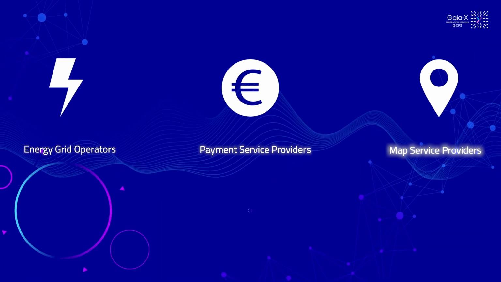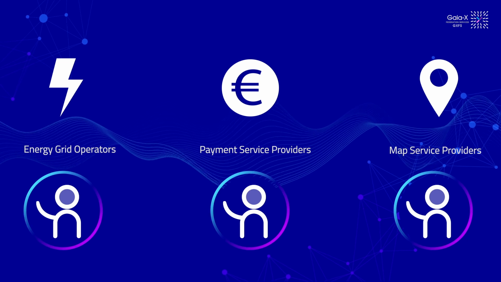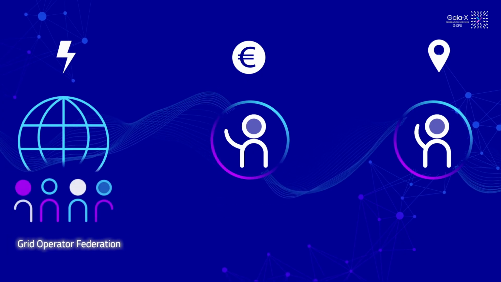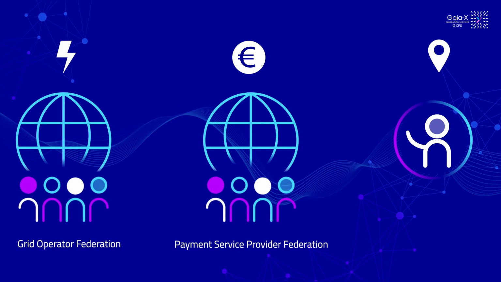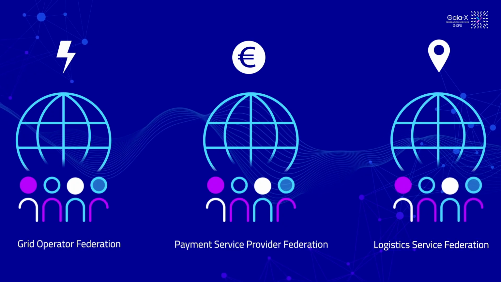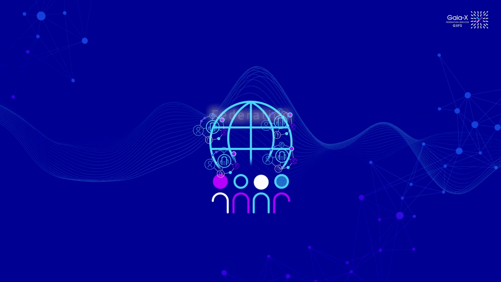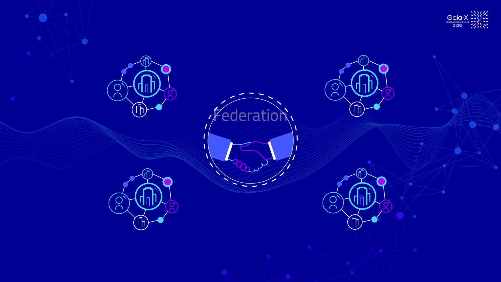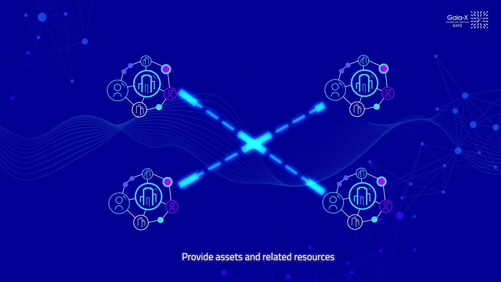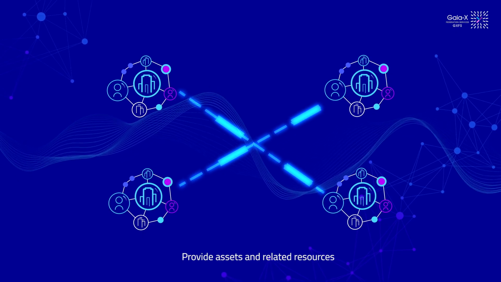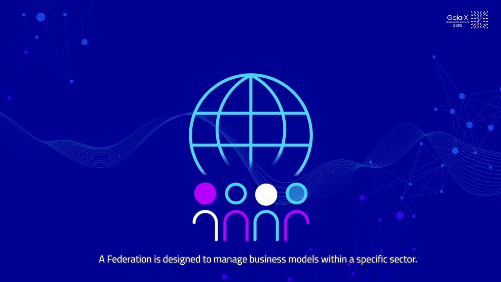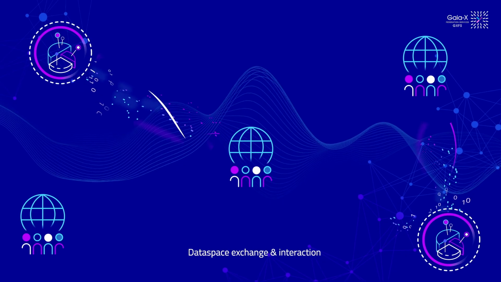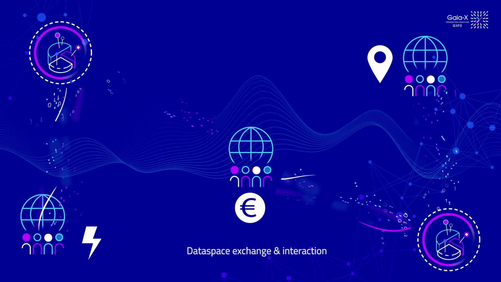These companies would, in each scenario, be data consumers. They might be harmonized in different so-called federations, such as the Electrical Grid Operator Federation, the Payment Service Provider Federation, and the Logistics Service Federation. A federation is a group of organizations interacting with each other based on common rules. They directly or indirectly consume, produce, or provide assets and related resources. A federation is designed to manage business models within a specific sector. Different federations can therefore tap into different dataspaces to use the data as enablers for their specific business models.